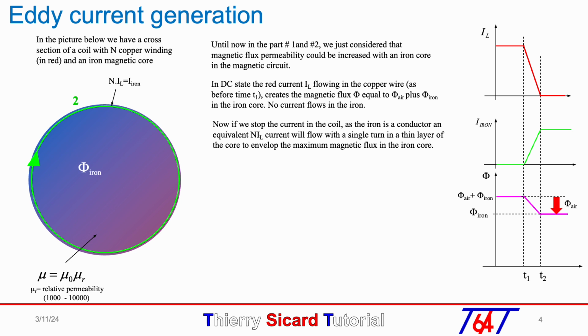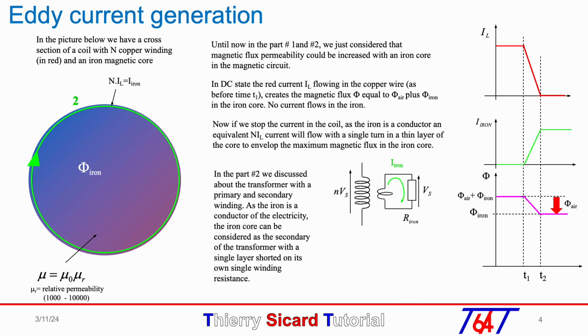In part number 2, we discussed the transformer with a primary and secondary winding. As the iron is a conductor of electricity, the iron core can be considered as the secondary of the transformer with a single layer shorted on its own single winding resistance. Of course, the secondary voltage Vs is not measurable, but an image of the Vs voltage can be seen on the primary multiplied by the N turns of the primary coil.